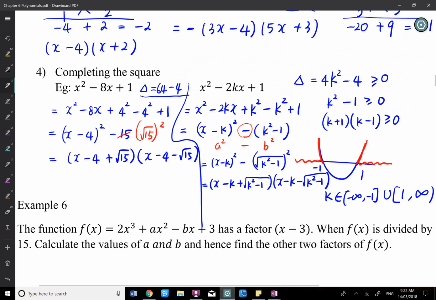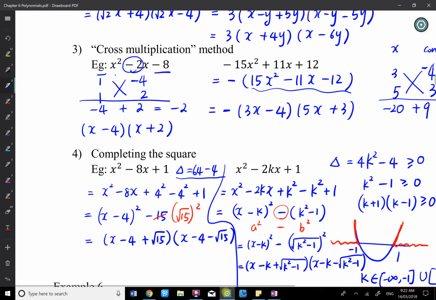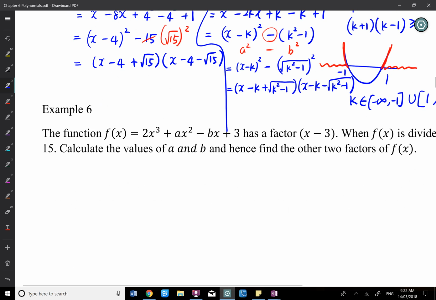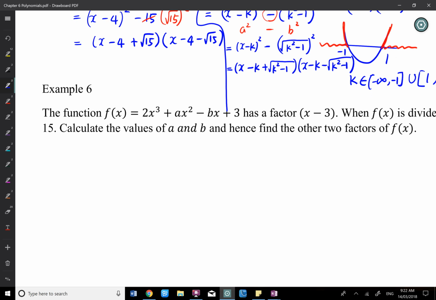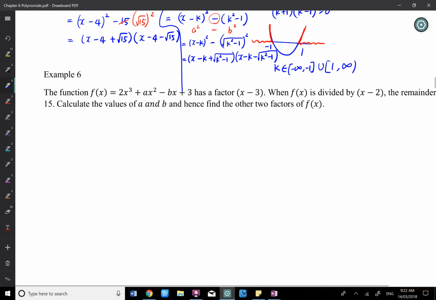So that's the revision on how to factorize a quadratic. That's the first check, and then we have 3 methods to factorize it. Homework is I want you to try example 6 because it's a really long question. I don't want to spend too much time in class, to give you time to do it. So try this one tonight.